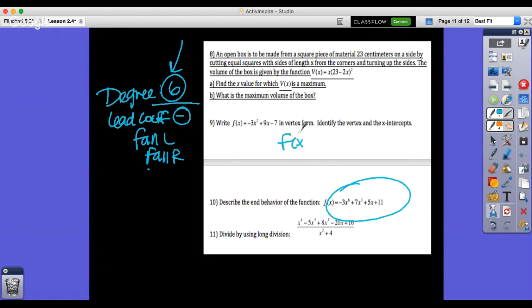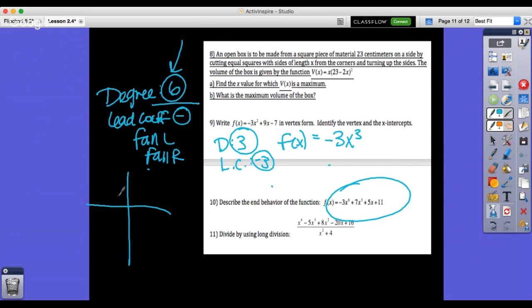So if I said this, just a basic one: the degree is 3, and the lead coefficient is negative. It's degree 3, so they're going to do opposites, right? Odds, opposites. And because it's negative, that means rise left, fall right, because it's a negative slope.